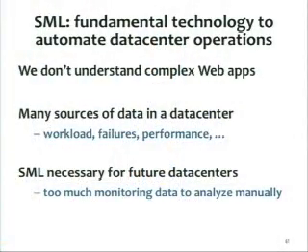So to conclude, what I presented here is a case for using machine learning as a fundamental technology to automate data center operations. The main reason we need to use it is that these systems that we're building are too complex to understand. Fortunately, there's a lot of good sources of data in the data center that could shed light onto the workload, failures and performance of these systems. And it's just too much data to analyze manually, and that's why we need to use machine learning and statistical methods to understand this data.